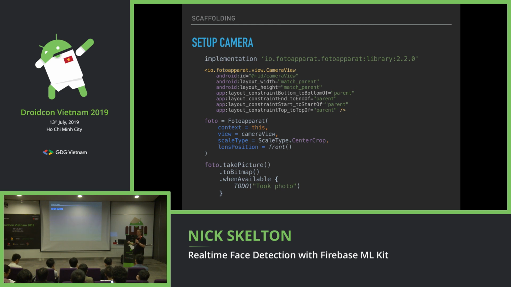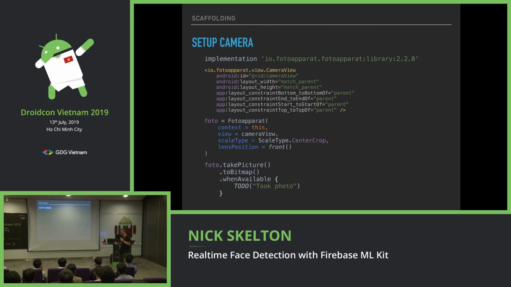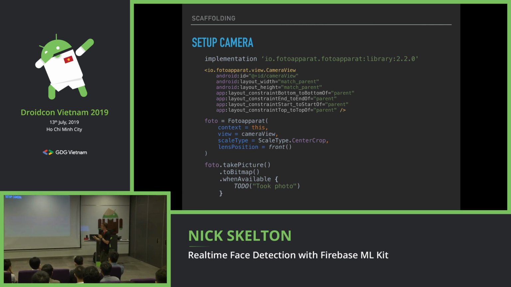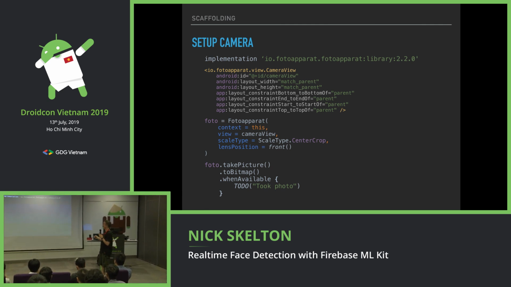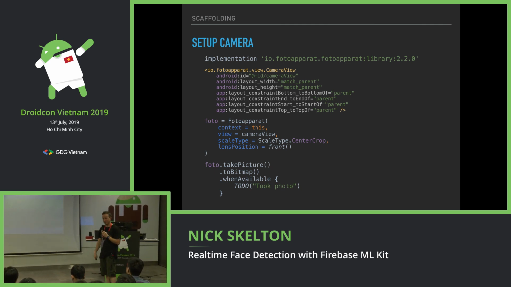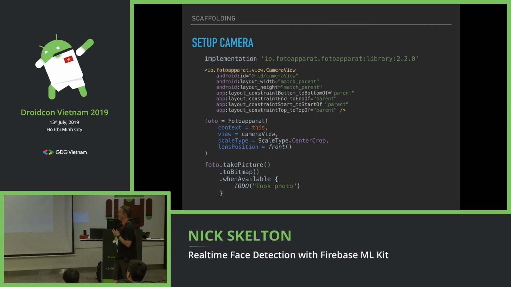This is all you need to do to get a photo to happen with Photo Apparat. And has anyone played with Camera X yet? Yeah, a couple of you guys. So you'll notice some similarities, right? I don't know if the Camera X guys have been using this as well. Maybe they have. Let's see. So first of all, you need the implementation, of course. We're adding another library, another dependency.